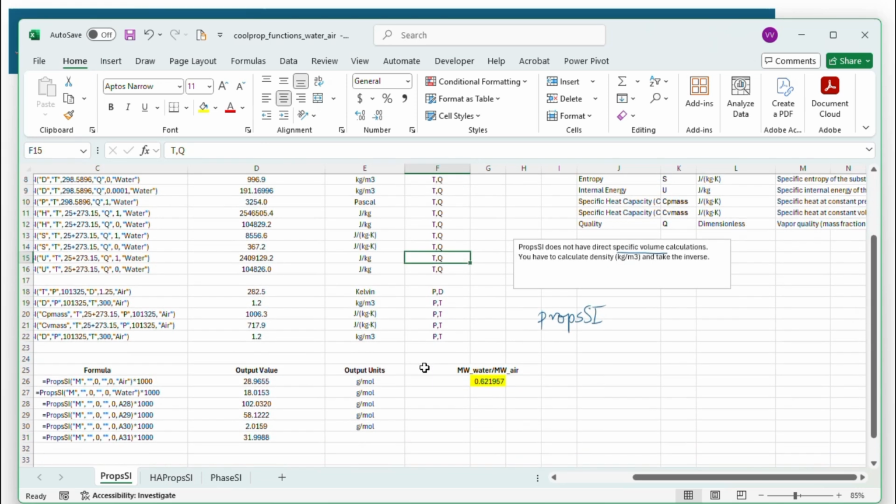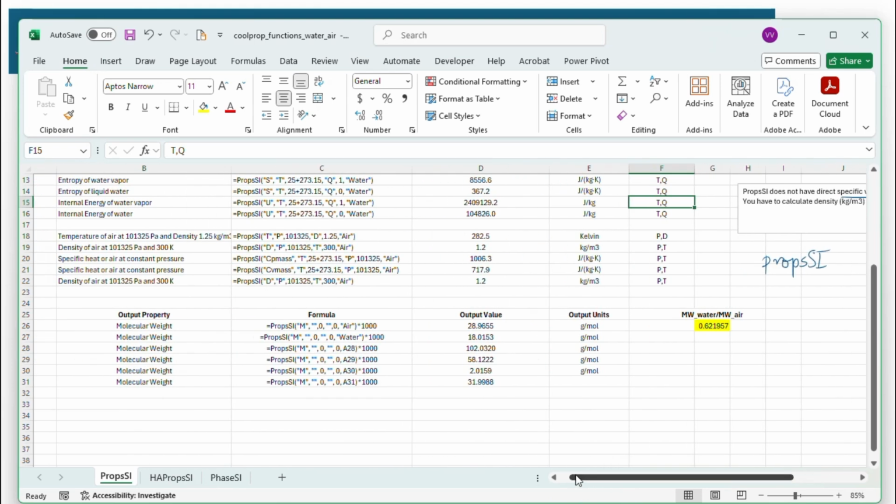Also, in this Excel file, you could see how to calculate some information that are specific to a molecule. For example, the molecular weight. In this case, the formula to be used is M. You can see M, and you don't need to specify any particular property because the molecular weight is independent of the properties, but you do need a placeholder for the property locations, and you can put 0 as the property.